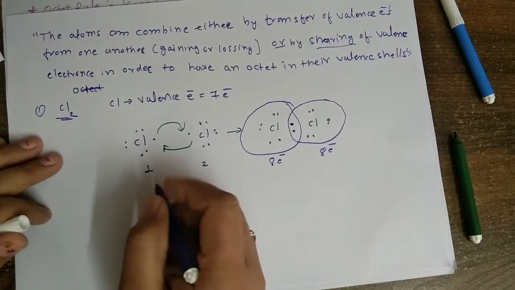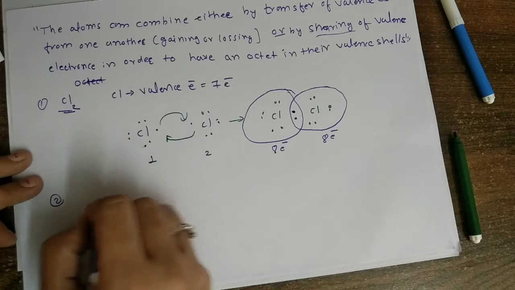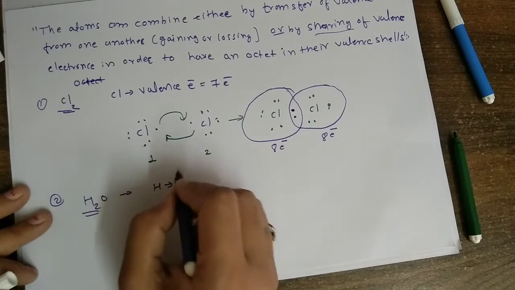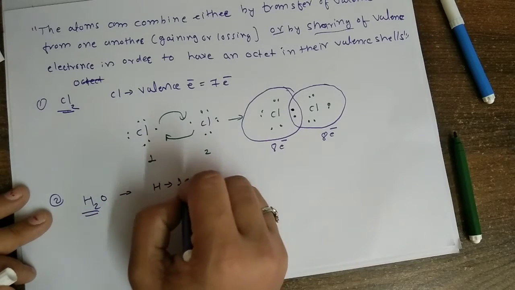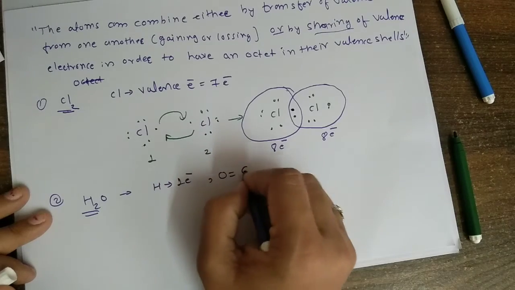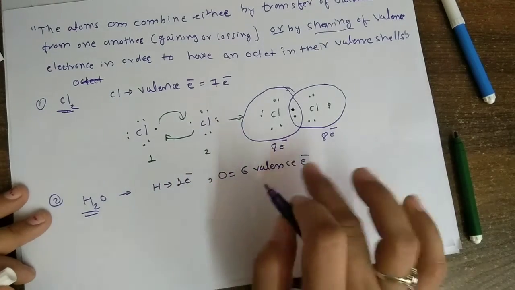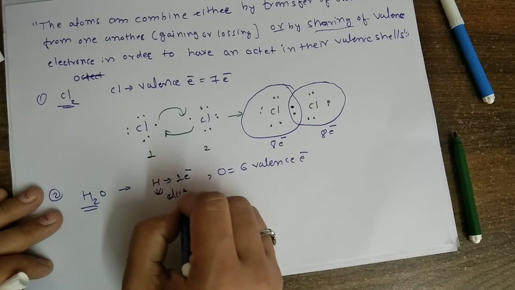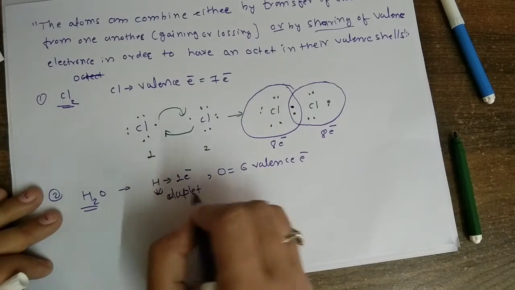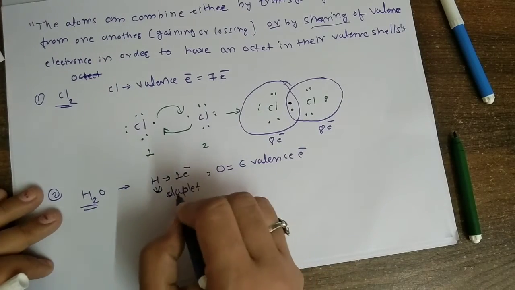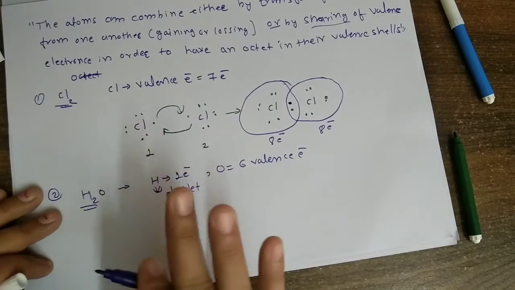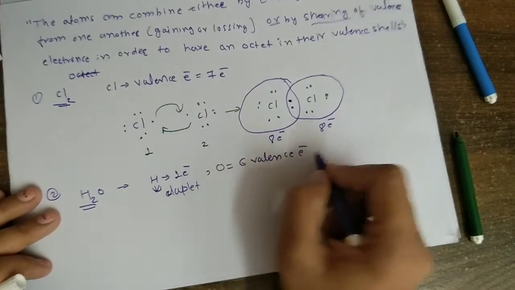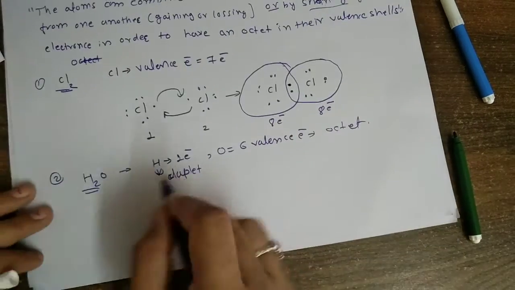Now the next example is water, H2O, in which we know that hydrogen has how much electron? It has only 1 electron and oxygen has 6 valence electrons in its valence shell. So hydrogen only tries to complete its duplet, because हाइड्रोजन के पास कैपेसिटी नहीं है ऑक्टेट कंप्लीट करने की, क्योंकि हाइड्रोजन हैव ओनली 1 इलेक्ट्रॉन, सो इट विल ओनली कंप्लीट देयर डुप्लेट. And the oxygen has 6 valence electrons in its outermost shell, so it will try to complete its octet. Let's see how.